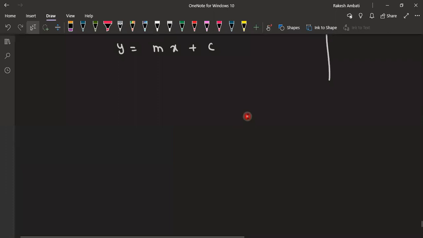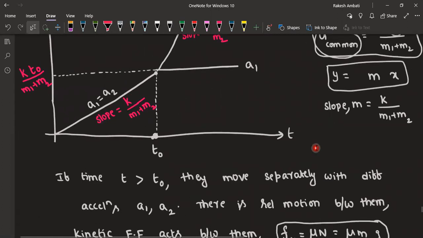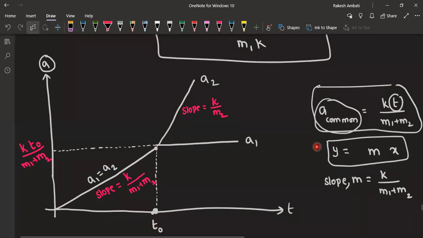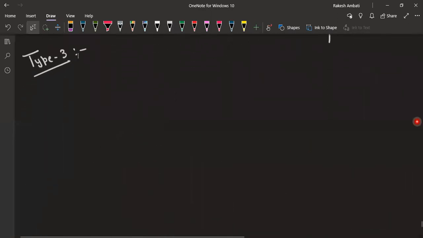Now write down. So type 3. Now. Sir, can you show that M2 part? Thank you, sir. Completed? Yes, sir. Sir, can you show the diagram once again? Thank you, sir. So write down type 3.